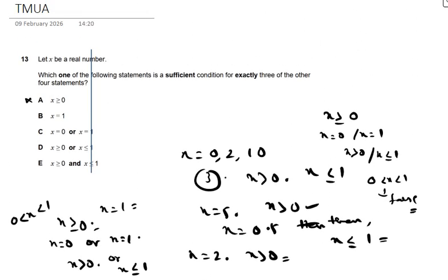So after testing all the 5 options very carefully, only statement B, that is x is equal to 1, guarantees that exactly 3 of the other 4 statements are true. Therefore the correct answer is B.